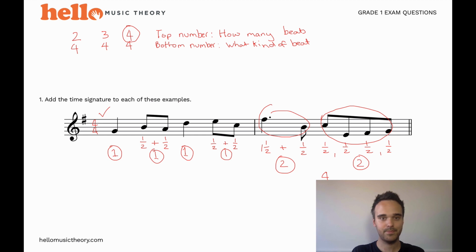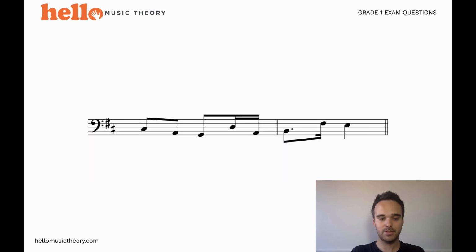We're happy with that. Let's have another look at an example, and hopefully you'll start to get a bit more of an idea of how this works. So again, we're going to be aiming for this area after the clef, after the key signature, before the first note, and we're going to count how many crotchet beats are in this bar.